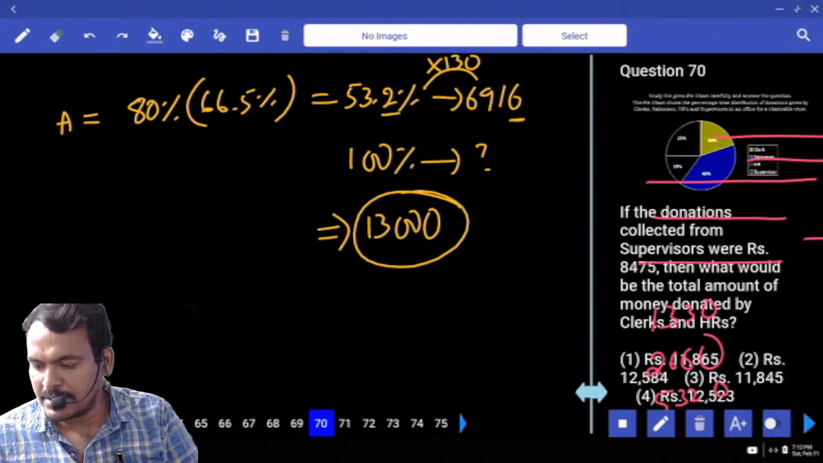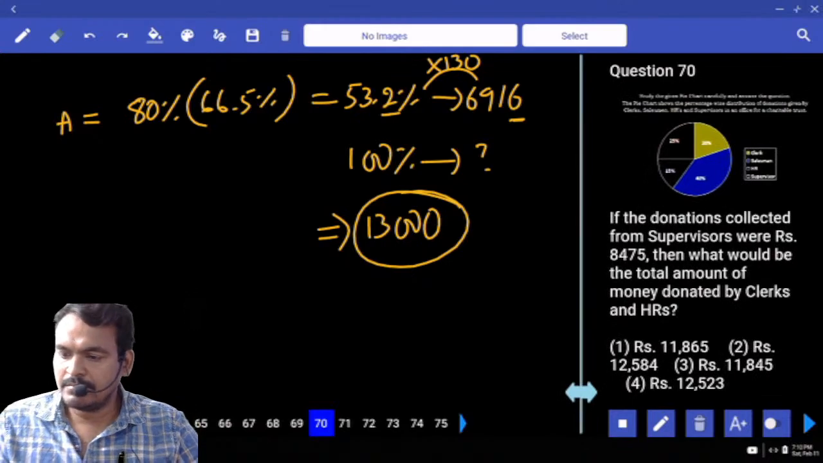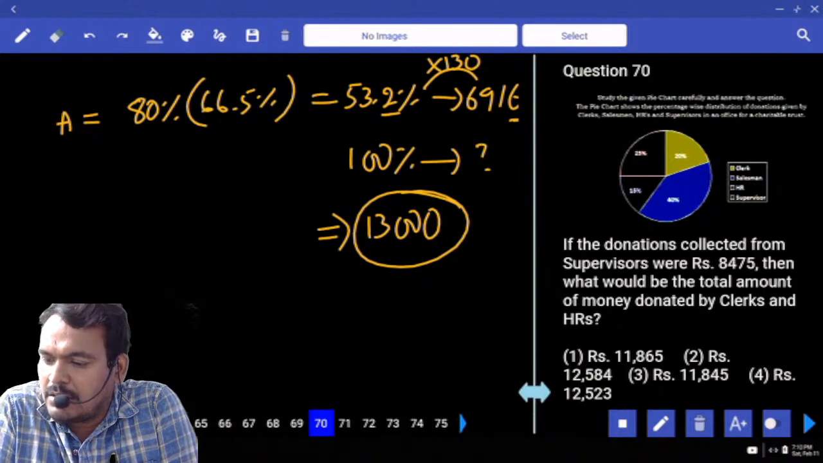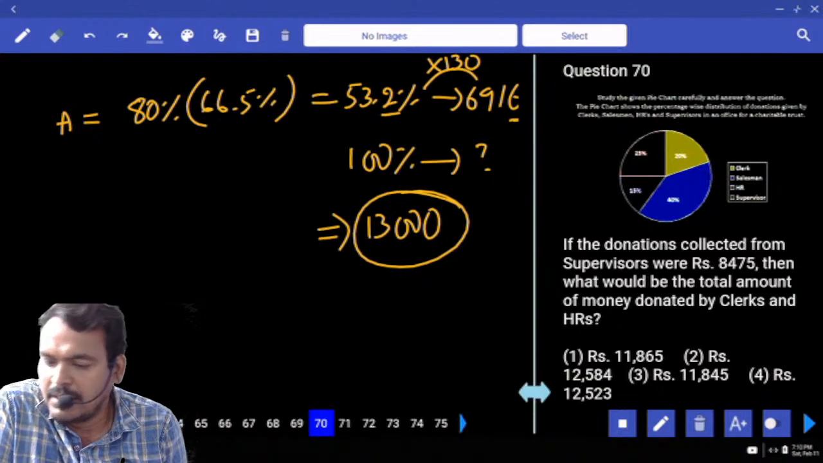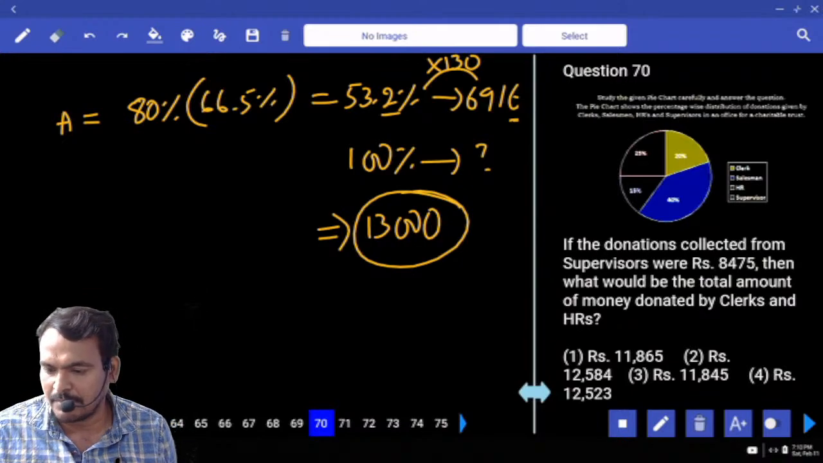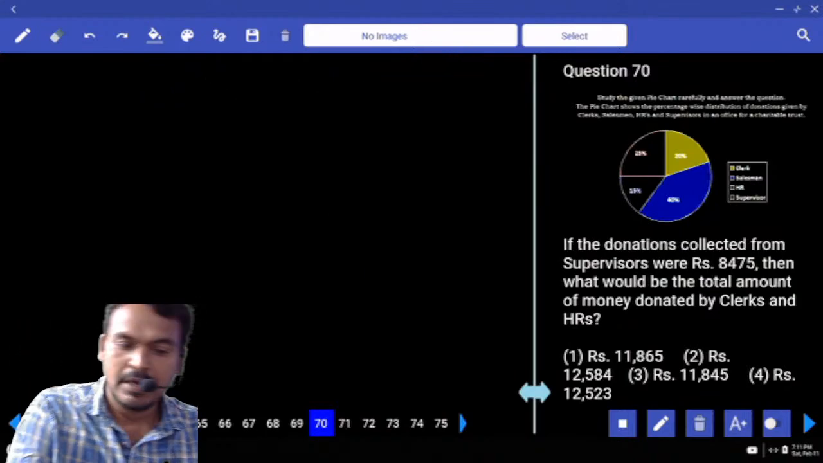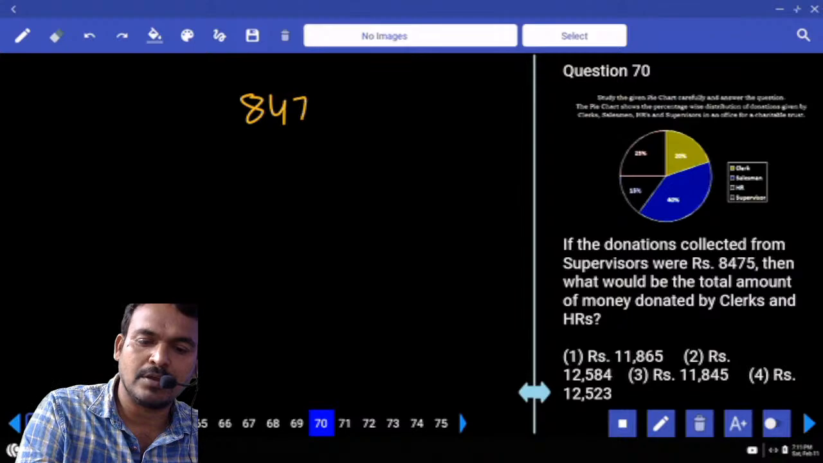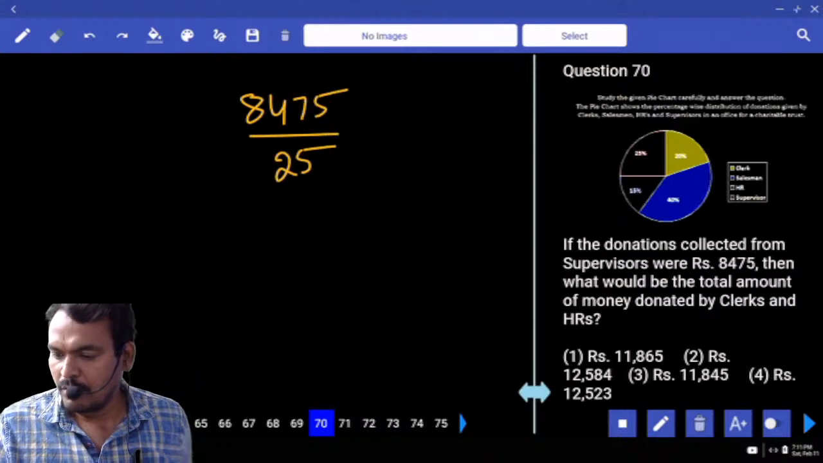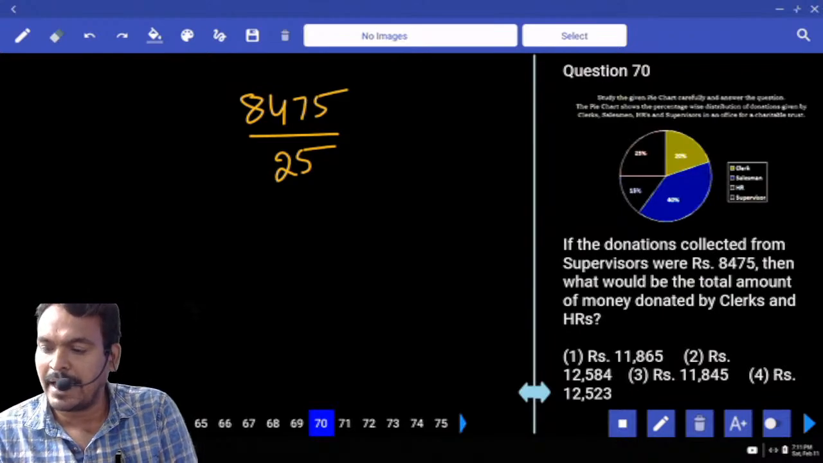Next question number 70. Pie chart is given. If the donations collected from supervisors were 8475, then what would be the total amount of money donated by clerks and HR? What is the supervisor percentage? 25%. 8475 represents 25%. What is the question here? What was the total amount of money donated by clerks and HR?